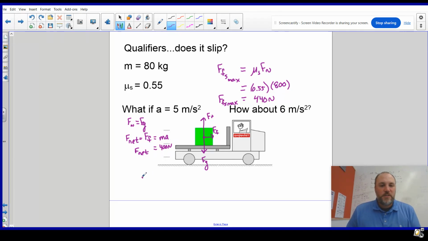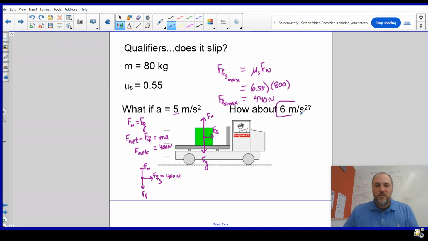So in the first case, we would have Fn, Fg, and we would have static friction. Static friction is not going to max out. It's only going to do what it needs to do. So in this case, it would be 400 newtons, and it would provide an acceleration to the crate of exactly 5 meters per second squared. So it would keep it moving along with the truck.